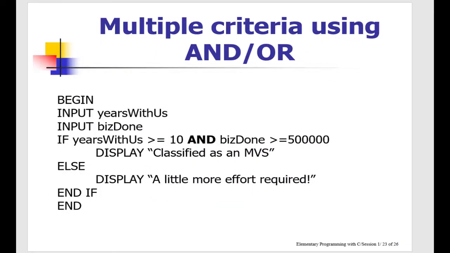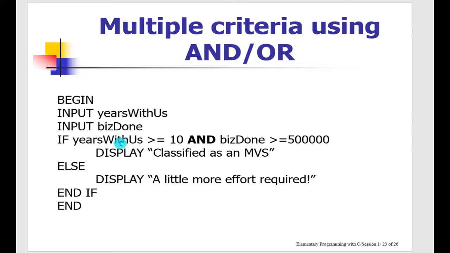Now here we have multiple criteria using the AND, OR, and we begin. Now, the purpose of this program is we want to find out if a customer can be classified as a most valuable supplier. The criteria is 1, they must have been doing business with us for at least 10 years or more, and the amount of business should be at least 500K upwards. So the program begins. We prompt the user for the number of years, and then we also prompt them for the amount, that is biz done.